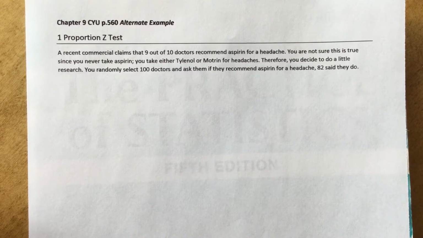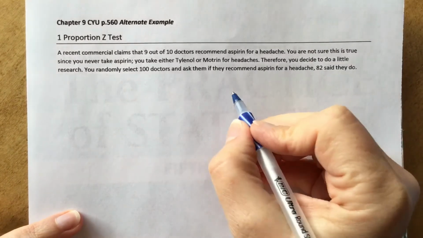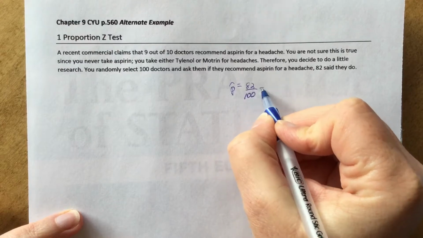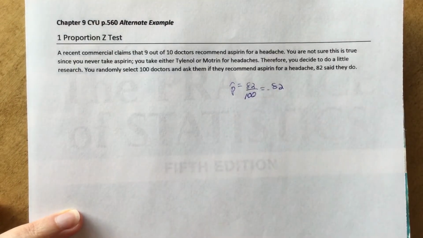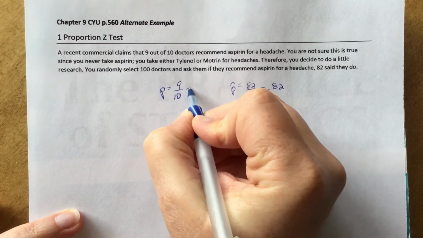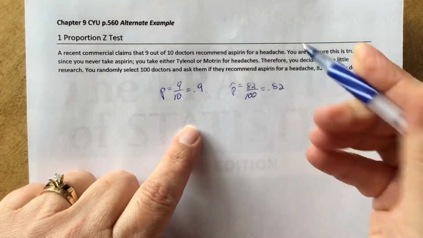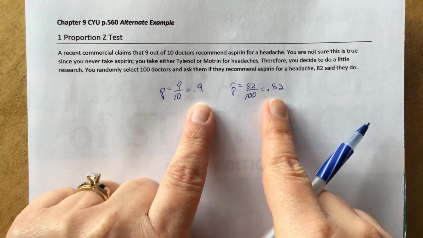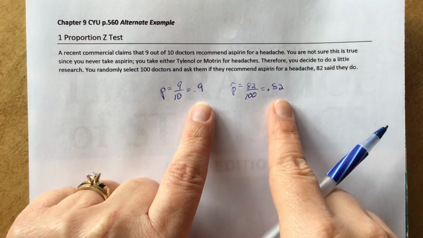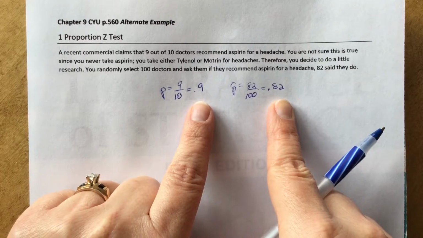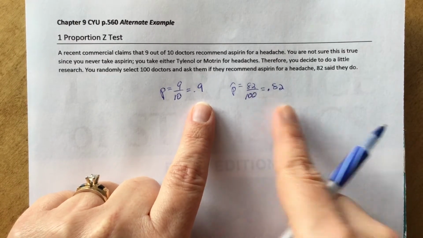You randomly select 100 doctors and ask them if they recommend aspirin for a headache. 82 said they did. So your sample proportion is 82 out of 100. We're going to compare that to the population proportion, which is the claim, which is 9 out of 10. Sure, these are different, but are they significantly different? Or is this pretty much the same thing as that? So that's what a significance test is going to allow us to do, is compare these two statistically.